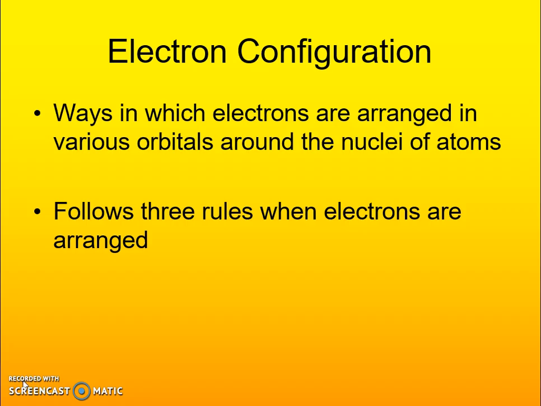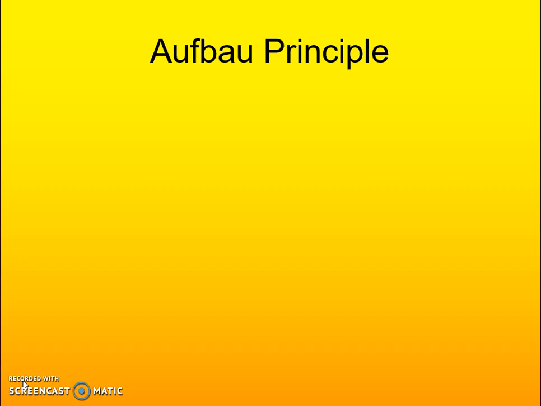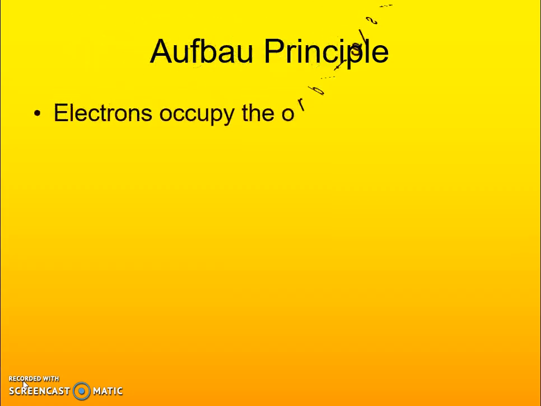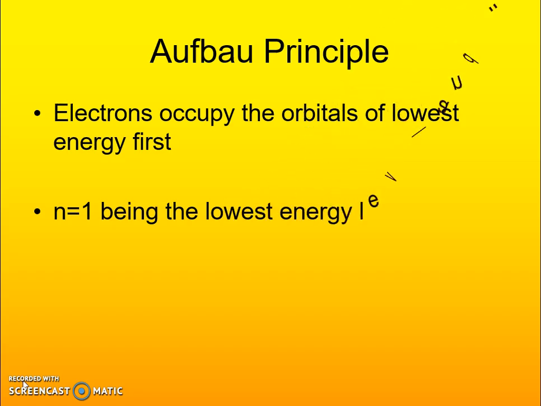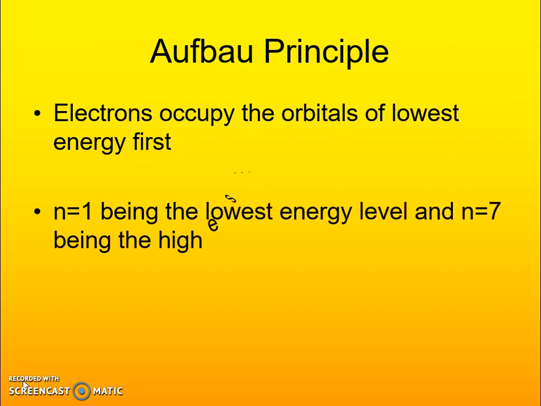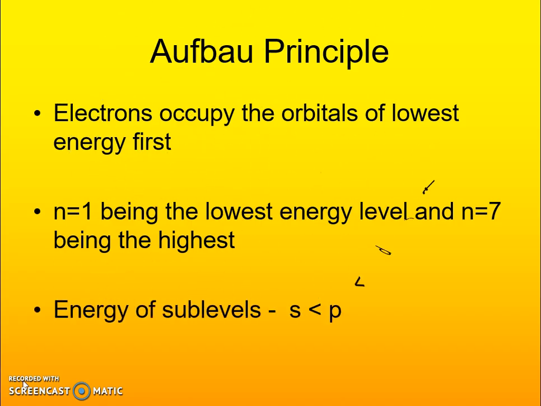So the first rule which we're going to follow is the Aufbau principle. The Aufbau principle states electrons will occupy orbitals of lowest energy first. That is, the orbitals in the first energy level have less energy than those in the second energy level, all the way up to the seventh energy level. They also will fill in the sublevels from least to greatest. So the s orbital has less energy than the p orbital, which has less energy than the d orbital, which has less energy than the f orbital.